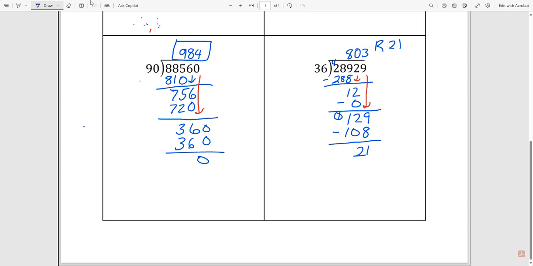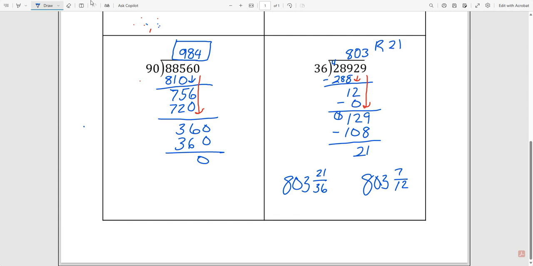Okay, that's our answer. And I don't know how your teacher again wants you to write your answer. We can put that as a mixed number, 803 and 21 over 36. And the 21 over 36, we can reduce that by a factor of 3. And so that becomes 803. 3 goes into 21 7 times, and 3 divides into 36 12 times. And so we have an answer of 803 and 7/12, or it could just be 803 with a remainder of 21. However, your teacher may want you to write your answer.